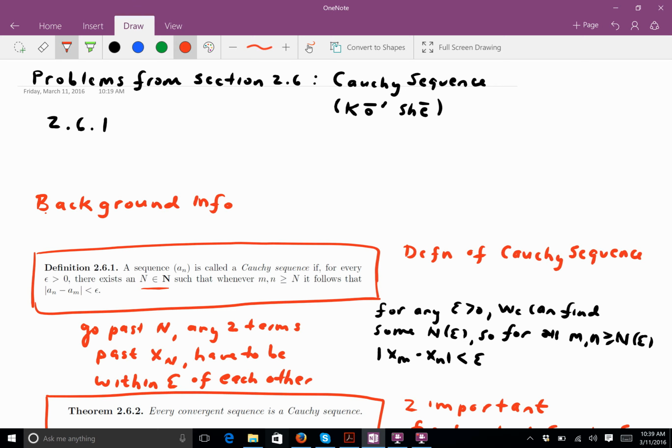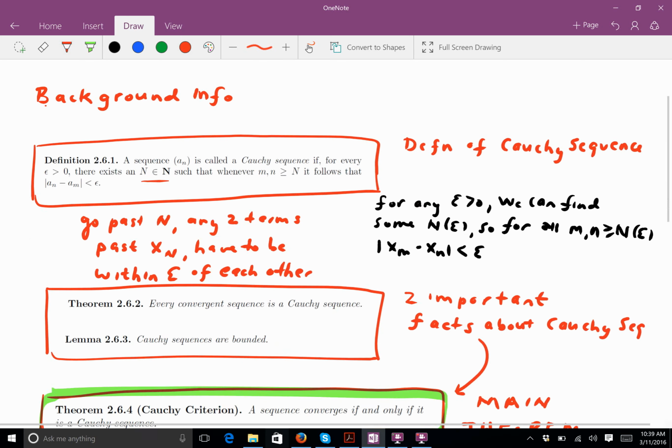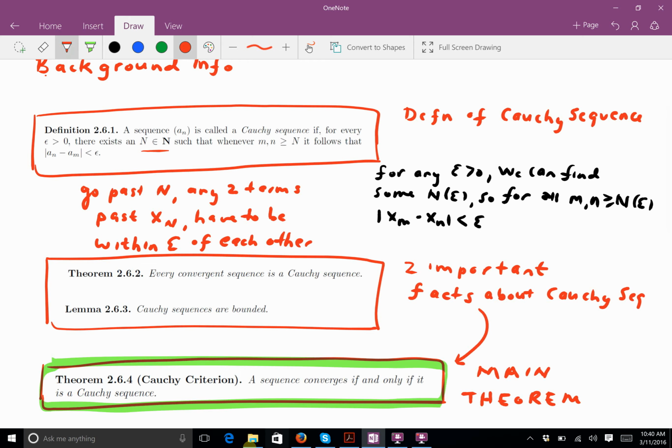Now, there are two important facts about Cauchy sequences. Just using this one definition, we can show that every convergent sequence is a Cauchy sequence. So if it converges, it has to be Cauchy. And that's easy to do. This is a good proof to do. It's what we call an epsilon over 2 proof. This is a good proof for you to practice.